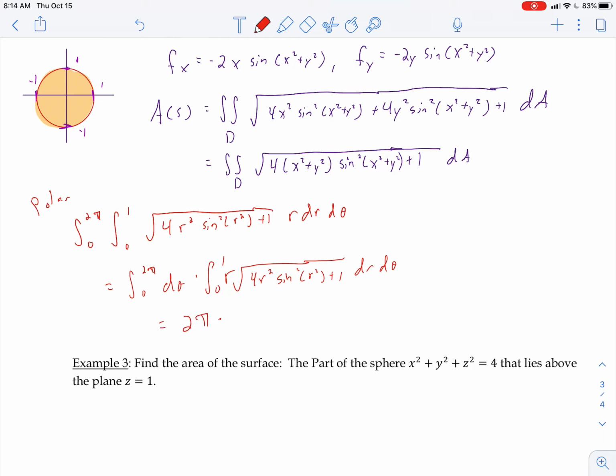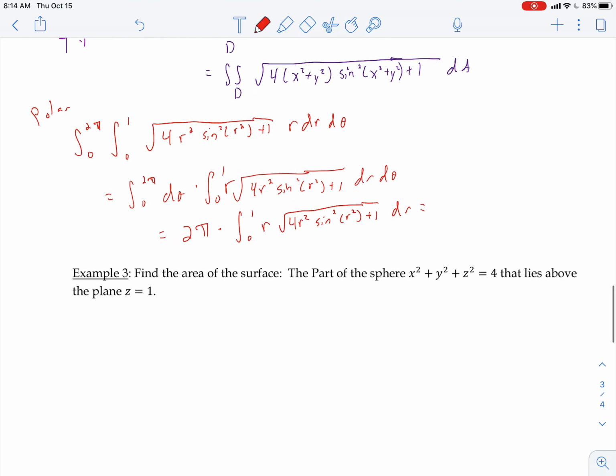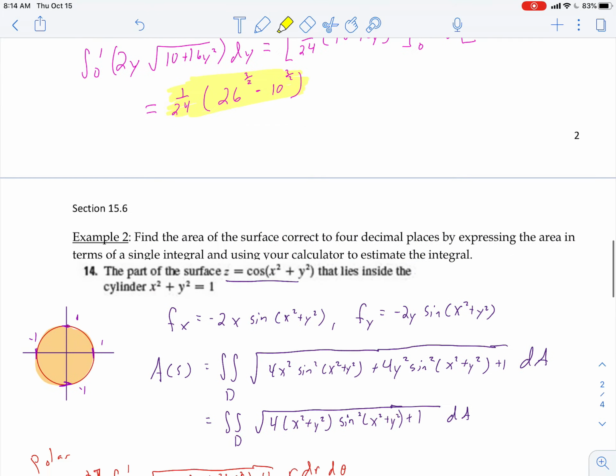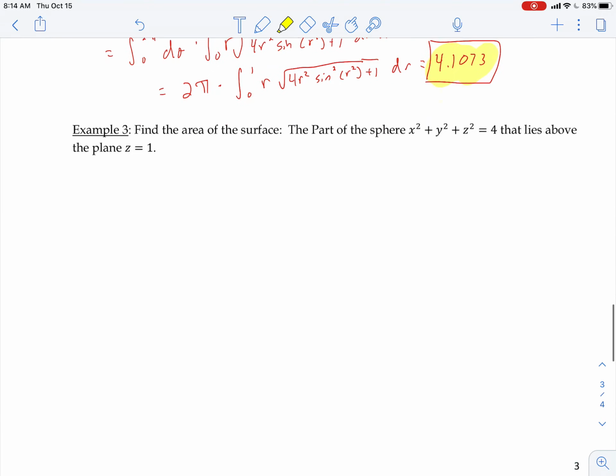The integration would just be theta, plug in that, so I'm going to get 2 pi times the integral from 0 to 1 of r times the square root of 4r squared sine squared r squared plus 1 dr. And now I'm just going to type that into the calculator. When I do that, I'm going to get 4.1073. And that's it. There's the solution.